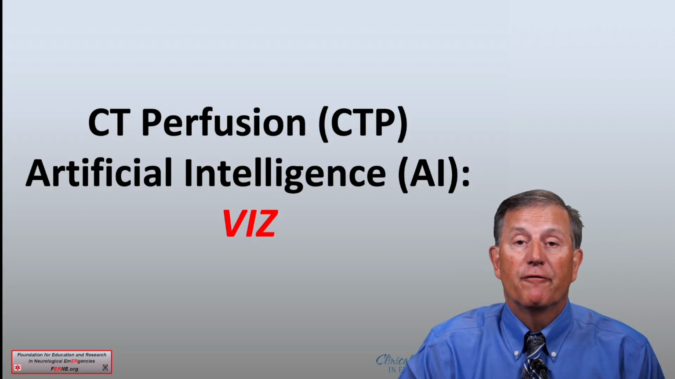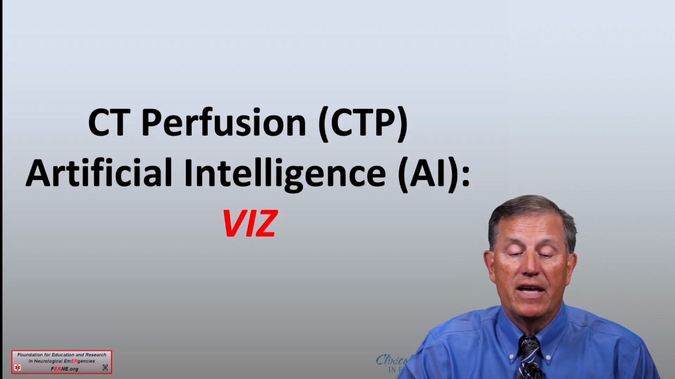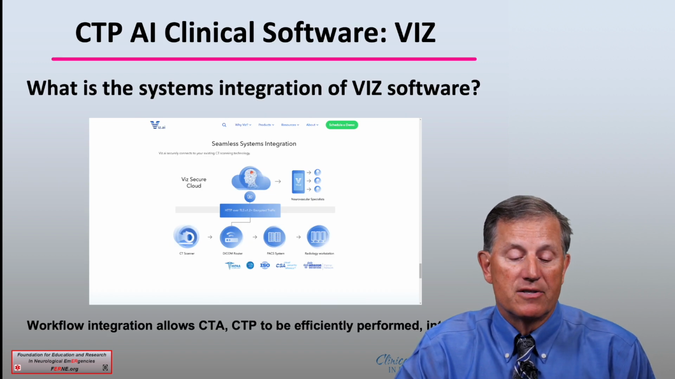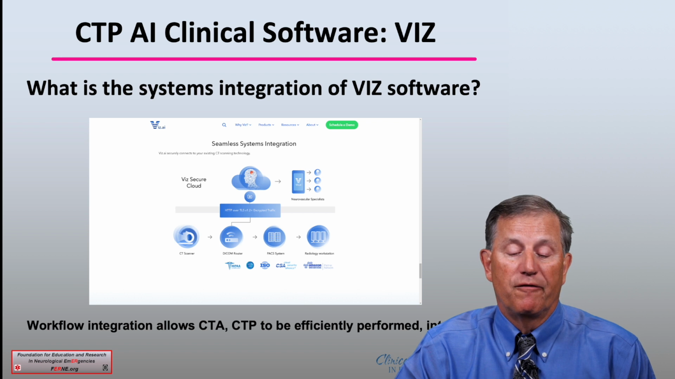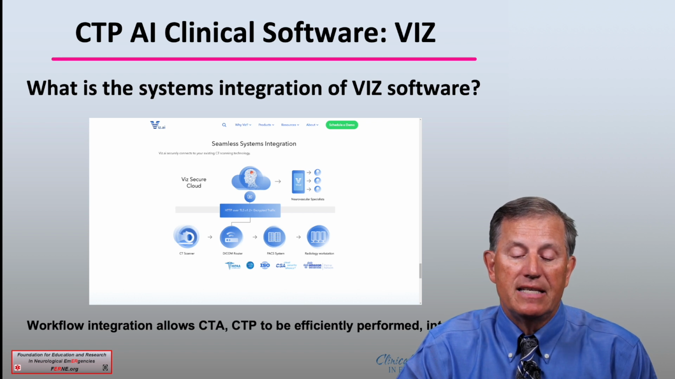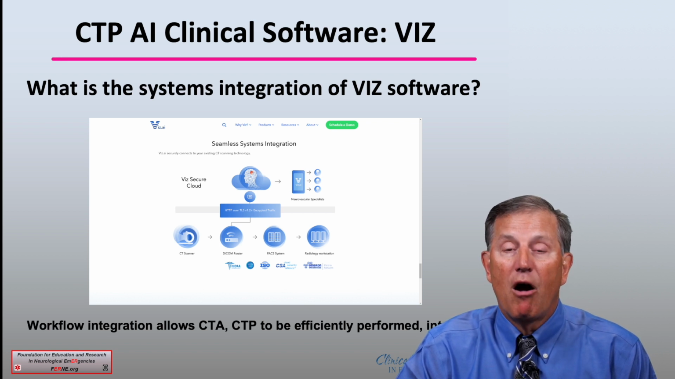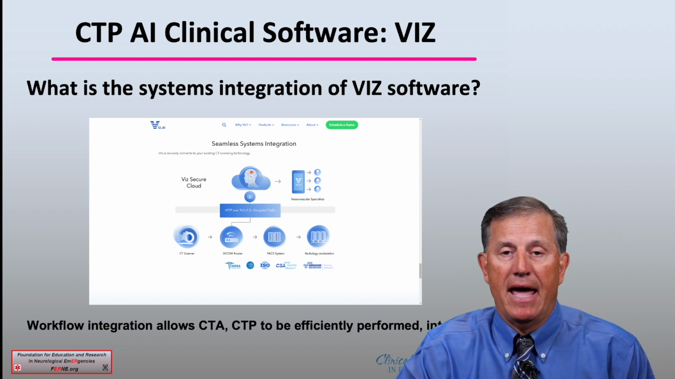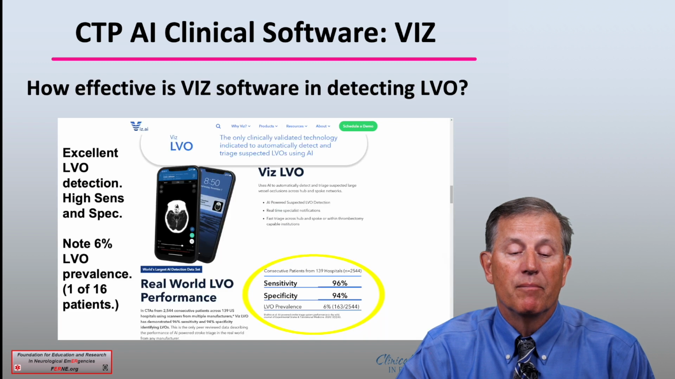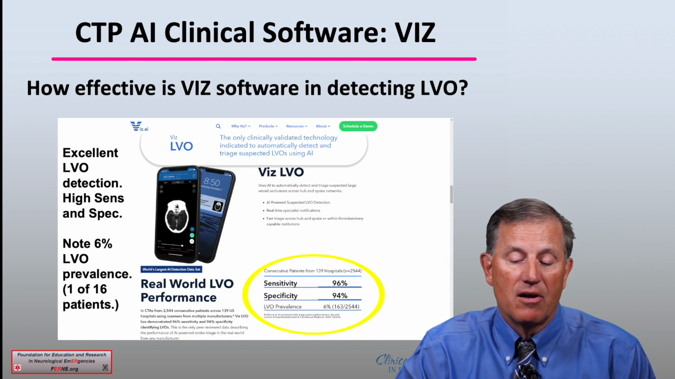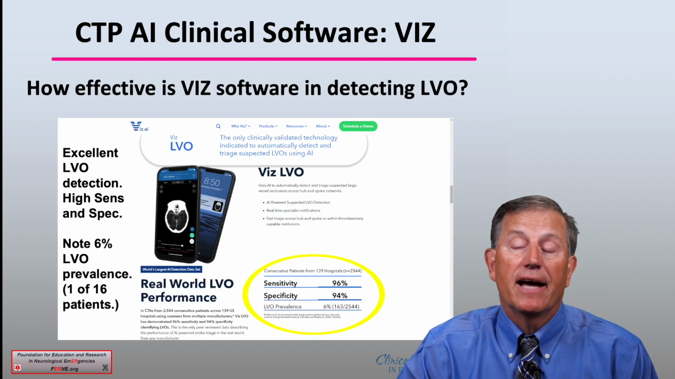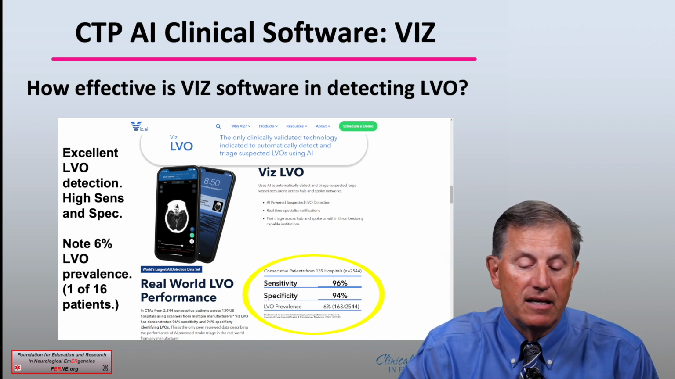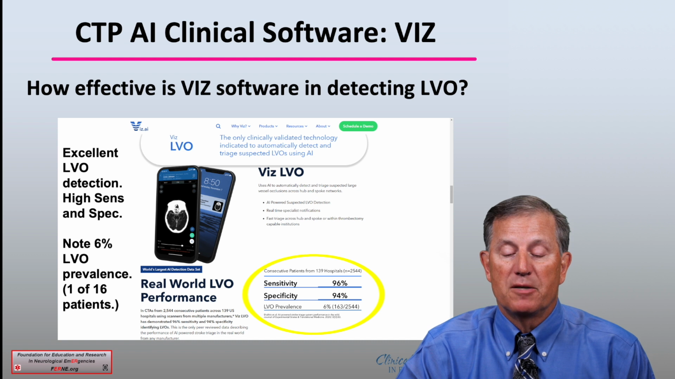Let's talk about a different artificial intelligence called Viz. Viz utilizes some system integration of its software, and it allows workflow to be conducted so that the CTA and CTP are efficiently performed and interpreted, and the results end up in the hands of the provider rapidly. And so how effective is this software? In fact, for detecting LVOs, this software is 96% sensitive and 94% specific.